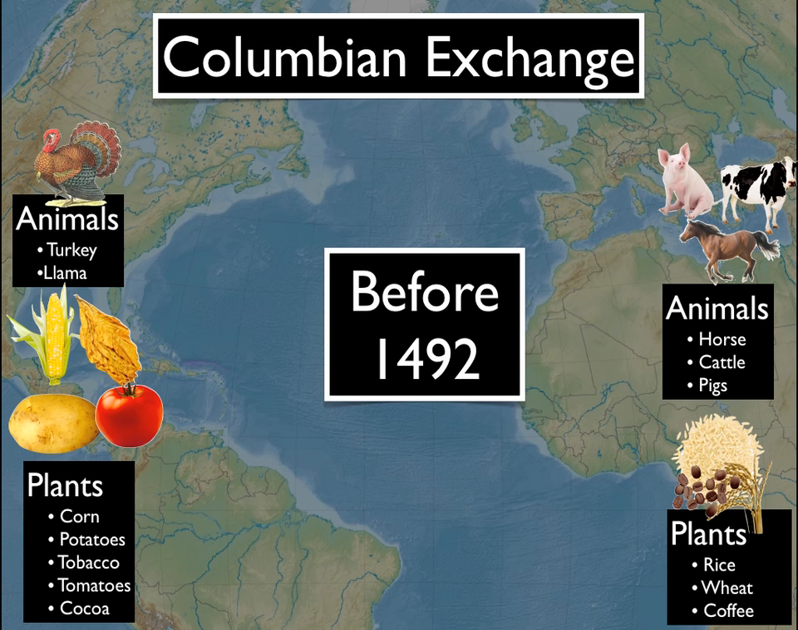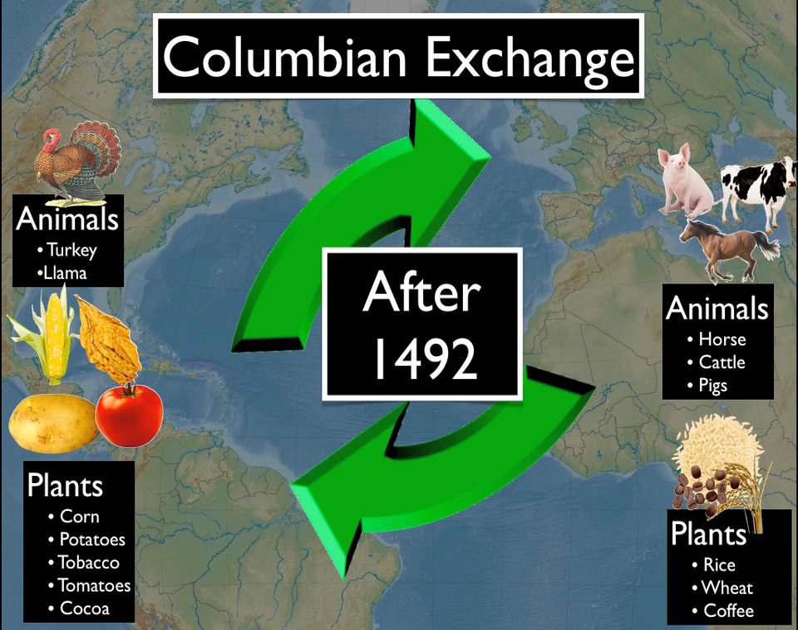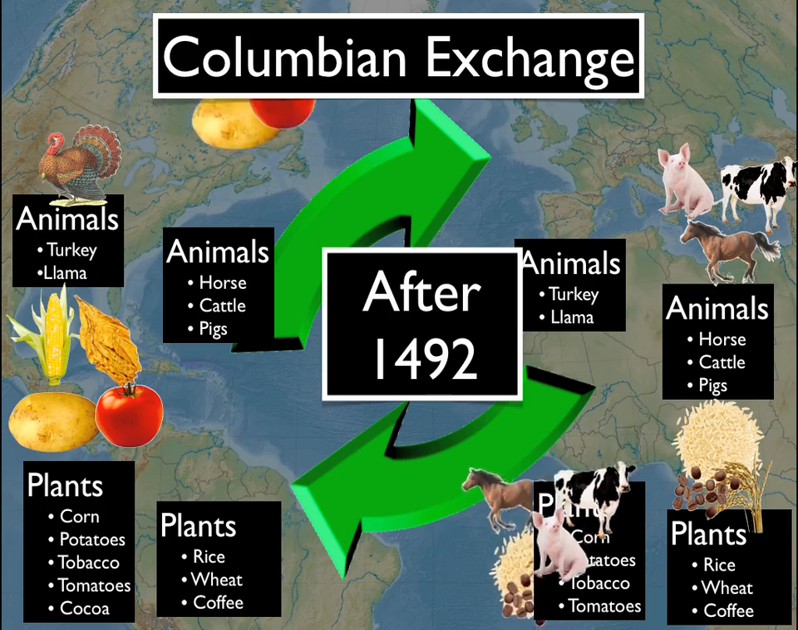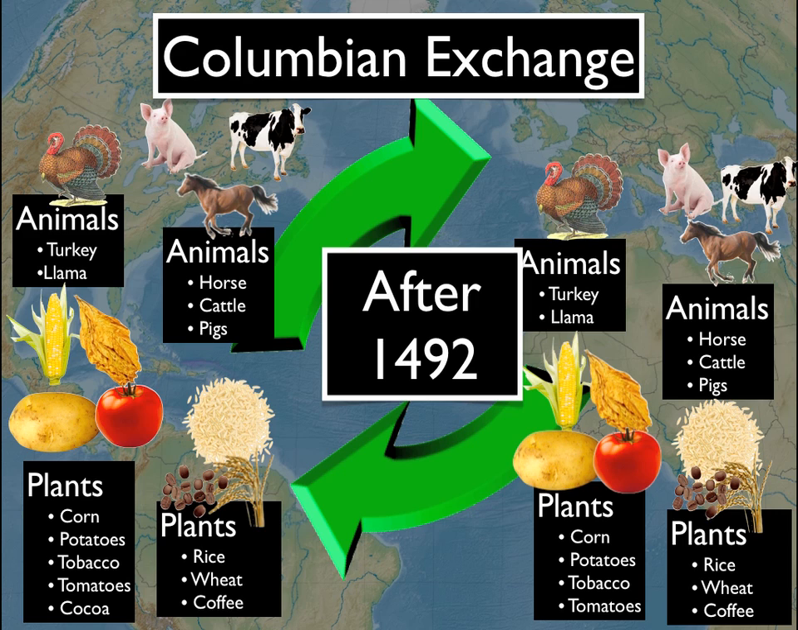After 1492, everything changed. On his second voyage, Columbus introduced horses, cattle, and pigs to the New World. He brought back to Europe corn and other New World plants. It was only a matter of time before all of these plants and animals would be exchanged. Following the Columbian Exchange, global patterns of trade would be forever altered. New foods reshaped the diets of many people throughout the world.